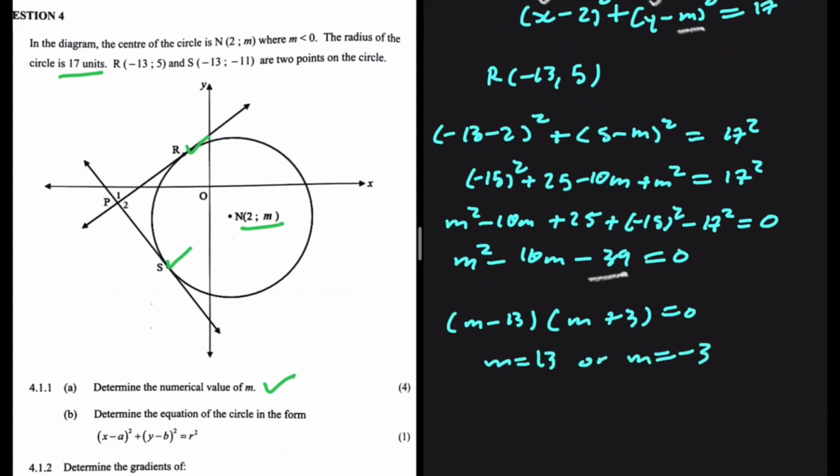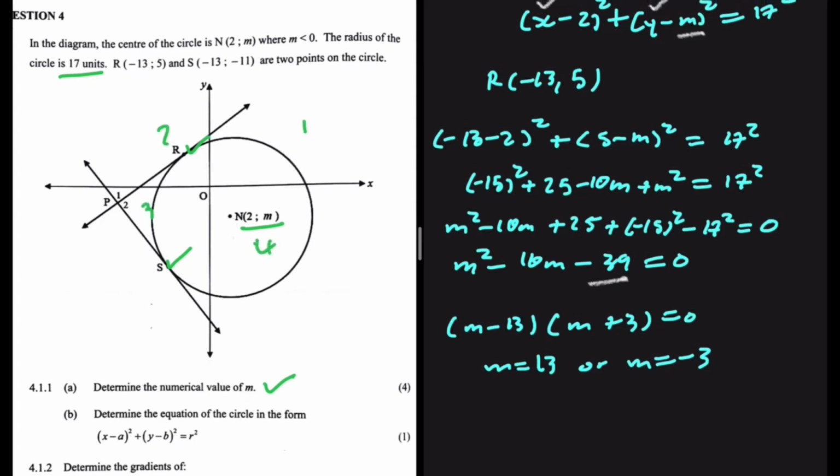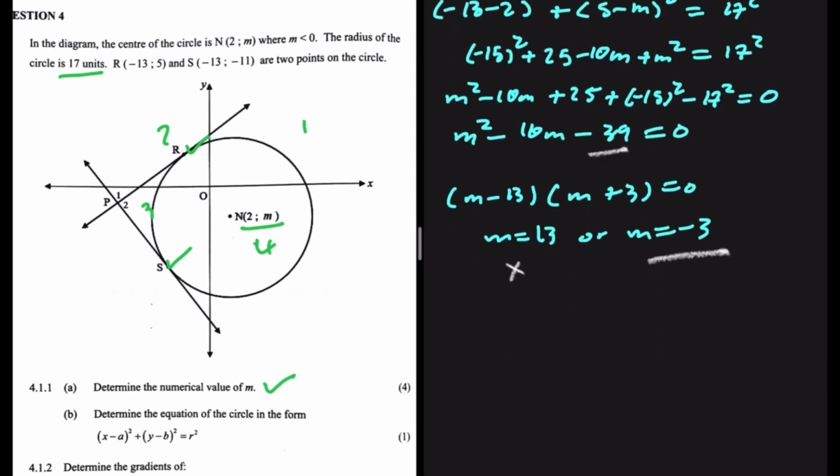Let's look at m and its position and see what makes sense. m is the y coordinate. In the fourth quadrant, y is negative. So the answer we are going to take is that m is equal to minus 3. It is not equal to 13. Right, so that is the value of m.